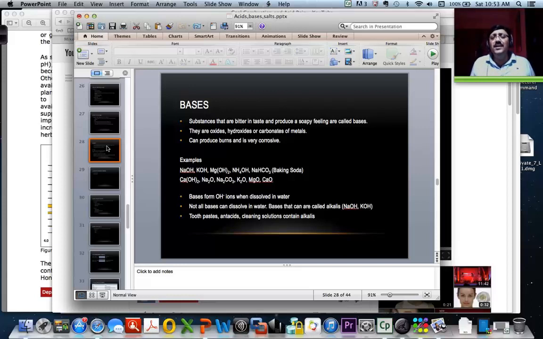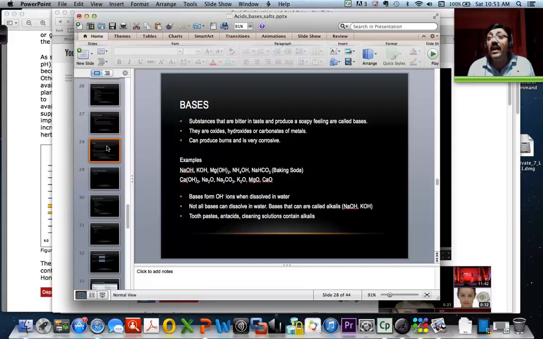So what are bases? What are really bases? Right? Now bases are substances which are bitter in taste, right? And have a very soapy feeling. You touch the base, it will be very soapy. In fact, if you look at the soap and the shampoo that you use in your bathroom when you take a bath, they have bases, and you can experience that soapy feeling. So they do have bases inside that, right? Now, what are these bases? Bases are typically metal oxides, metal carbonates, and metal hydroxides. So these are actually bases, right?